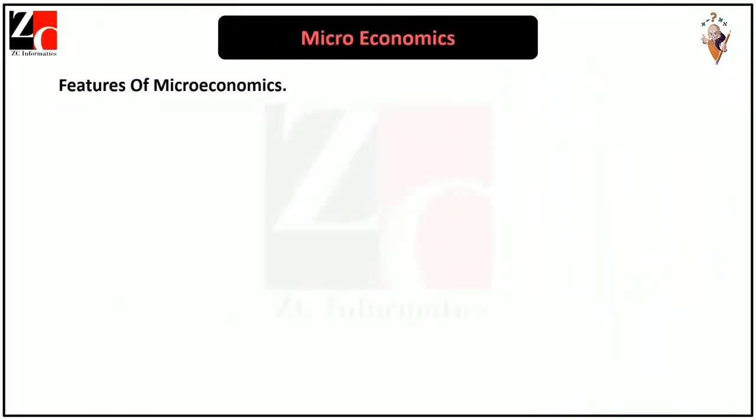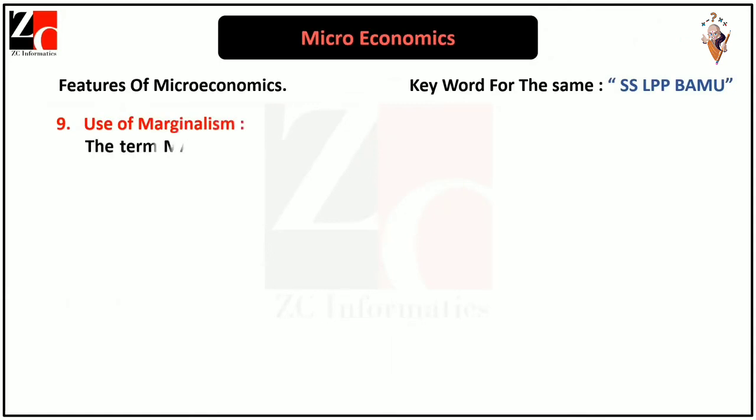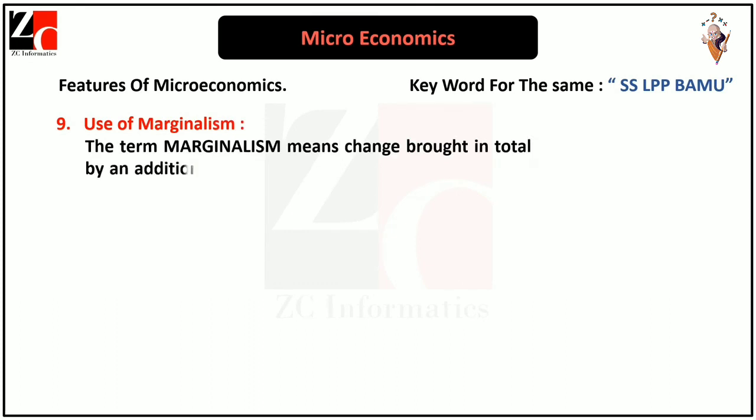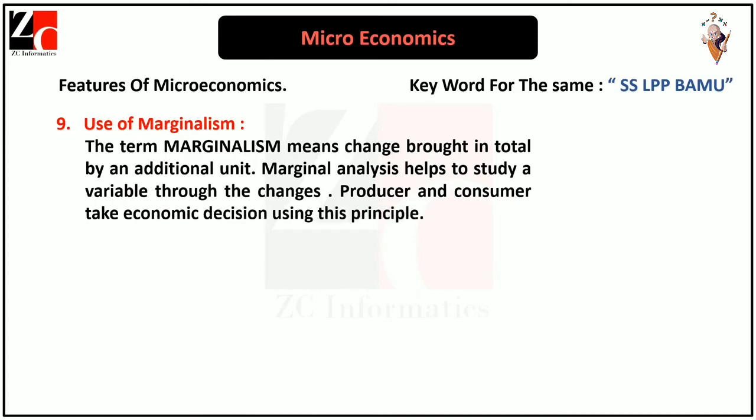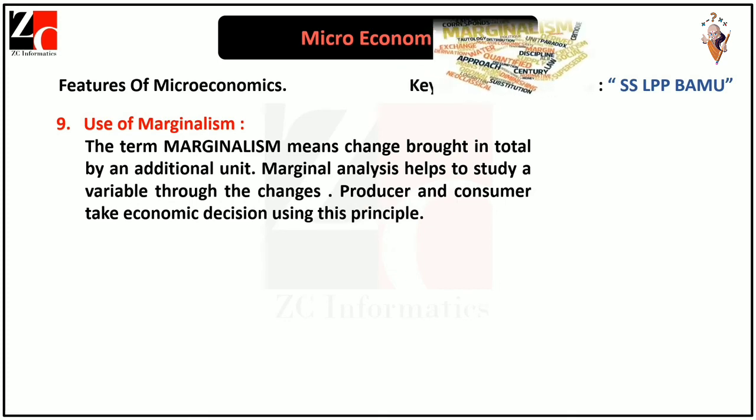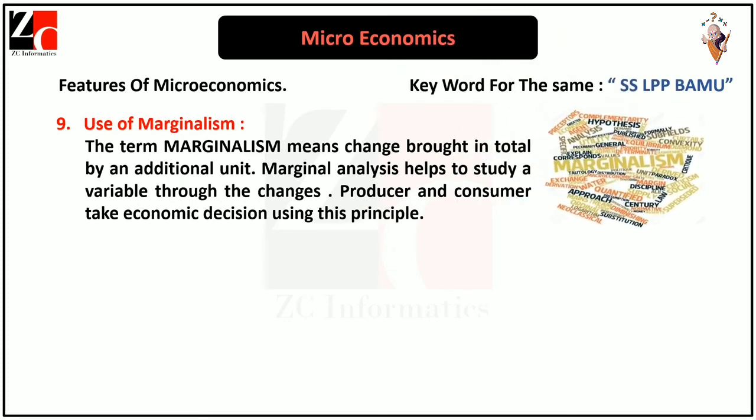Number 9. Use of marginalism. The term marginalism means change brought in total by an additional unit. Marginal analysis helps to study a variable through the changes. Producers and consumers take economic decisions using this principle. Microeconomics uses the marginalism principle as a tool of analysis. It helps to study a variable through the effect of minor changes. The law of diminishing marginal utility is based on the marginalism principle.